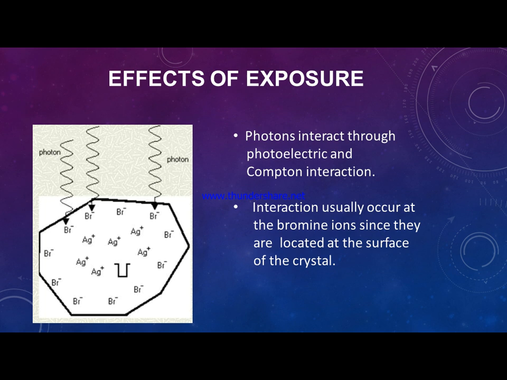In the effect of exposure, when a photon interacts through the photoelectric and Compton interactions, it usually occurs at the bromine ion since bromine ions are located at the surface of the crystal. Here in the image, bromine ions are situated at the surface of the crystal and photons are trying to interact with the bromine ion.